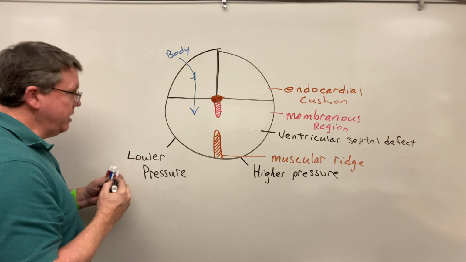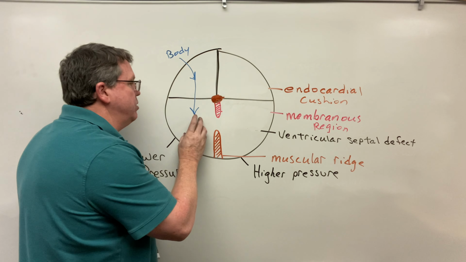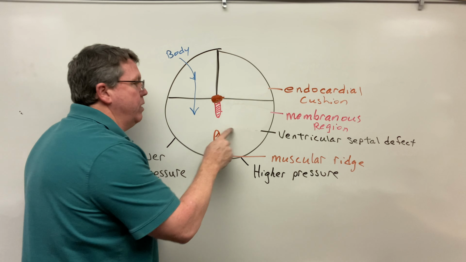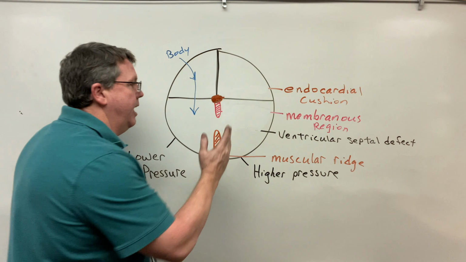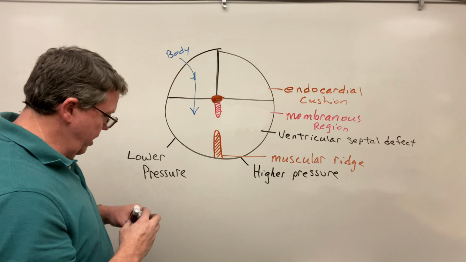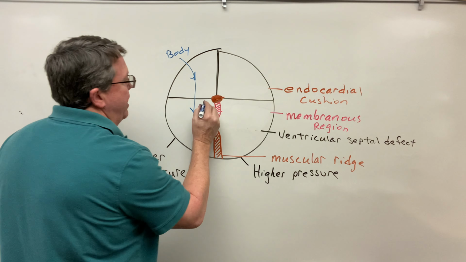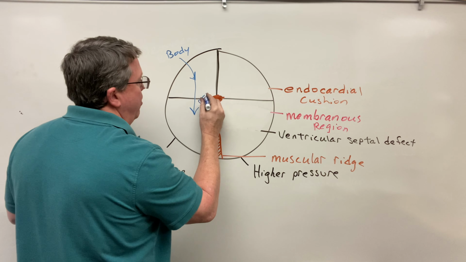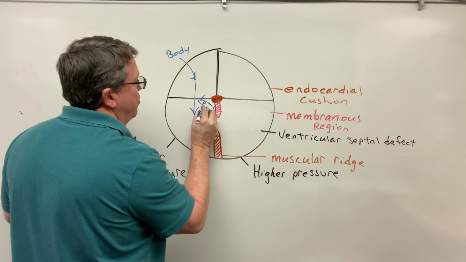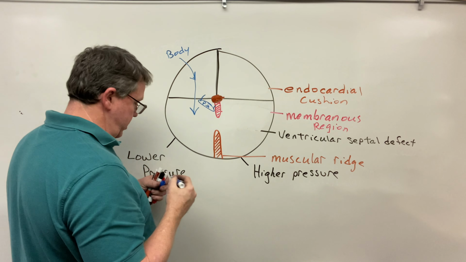Okay? So what's going to happen now is, for the most part, you would think that blood would go this way, but it doesn't, because of the fact that we have more pressure. So this blood here just ends up going out, it goes into the pulmonary artery, and now it's going to go out to the lungs, just like it always does.